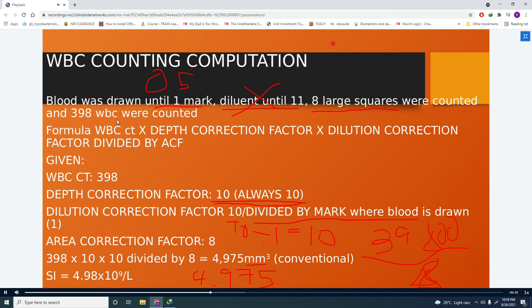Who here can tell me the rules in rounding off? Kailan kayo nagra-round up or nagre-retain lang? Kailan kayo nagra-round up? 5 to 9 round up. Very good. So 5 to 9 round up. So class, kung ito ang result niya is 4.974, then you're just going to stay at 2 digits. You retain, kasi this is not above 5. Pero katulad sa case nito, 5 yung third decimal place, you have to round up. Kaya siya naging 4.98. Then again, don't forget the unit: times 10 raised to the 9 per liter.